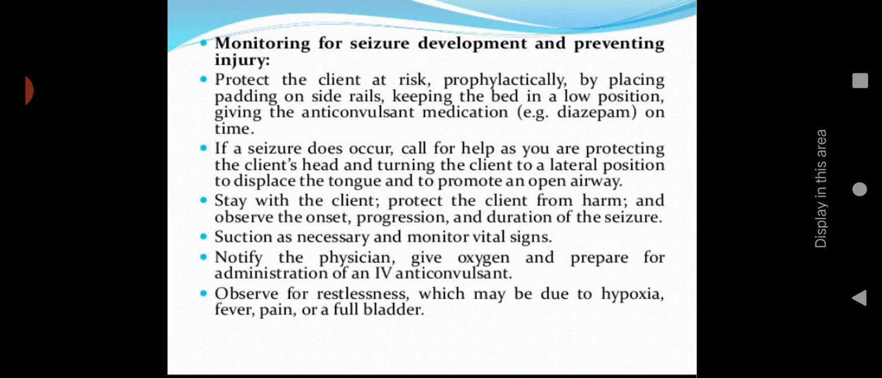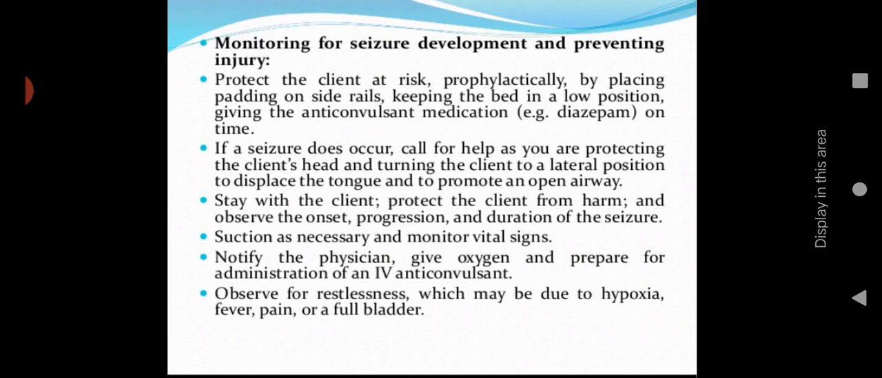Then if a seizure does occur, call for help as you are protecting the client's head and turning the client to a lateral position to displace the tongue and to promote an open airway. So if there is a chance of seizure or if a seizure occurs, you have to ask for help. You have to call somebody for help so that you can position the patient's head, and you can avoid tongue biting and possible complications. Stay with the client, protect the client from harm, and observe the onset, progression, and duration of the seizure. So always one person should stay with the patient.